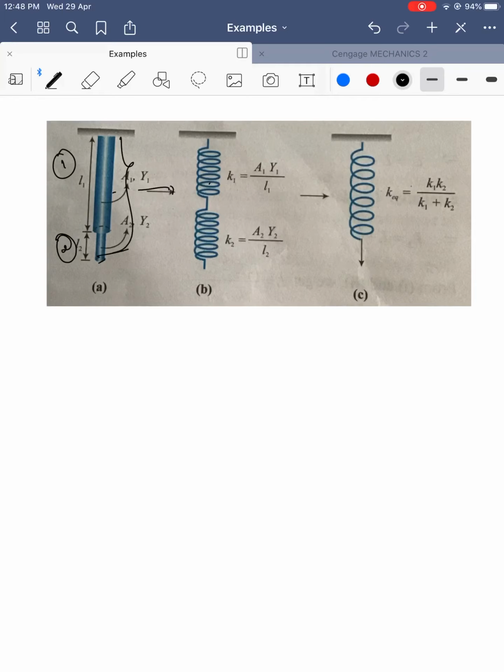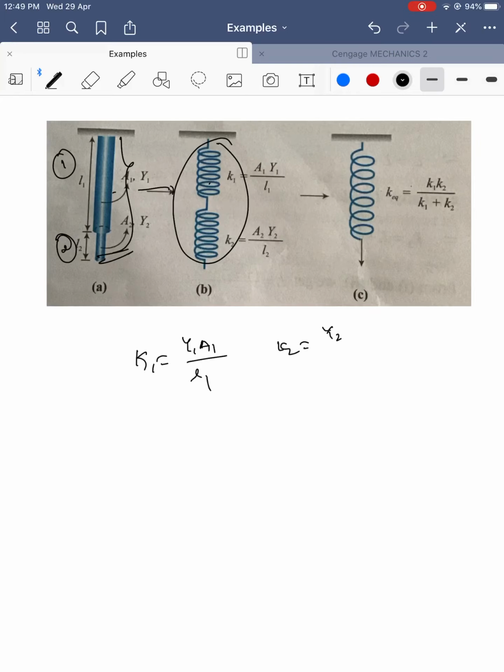Now these two are connected in series. That's why they are written in a series form. So if we write this, what is the spring constant? K1 is equal to Y1 A1 by L1. Remember, this Y is the Young's modulus of the material. If it is the same material, Young's modulus is constant. So K1 is equal to Y1 A1 by L1.